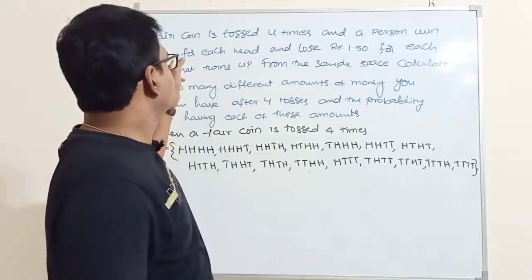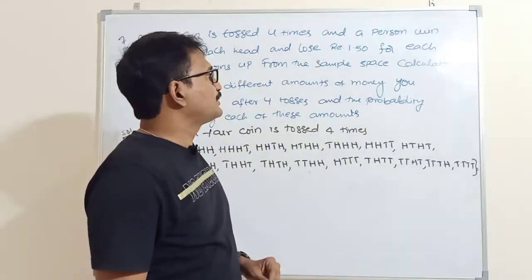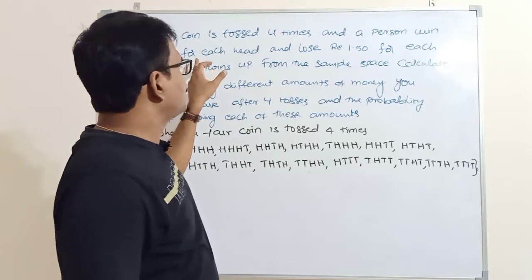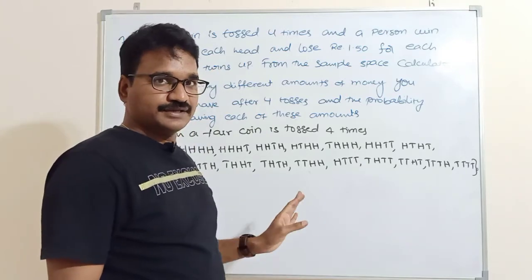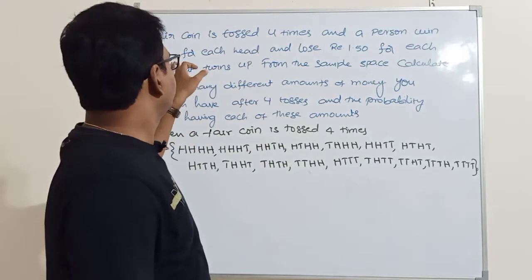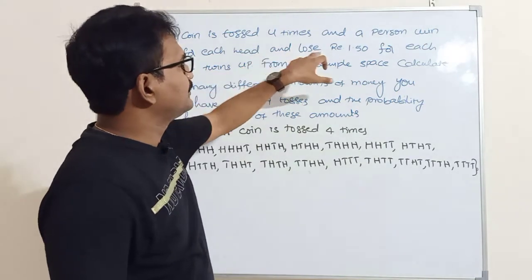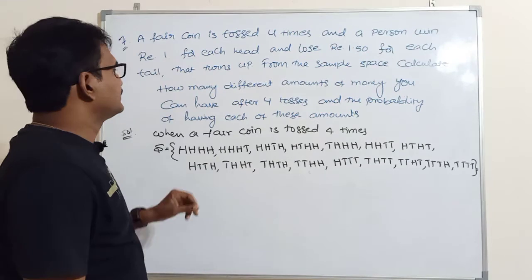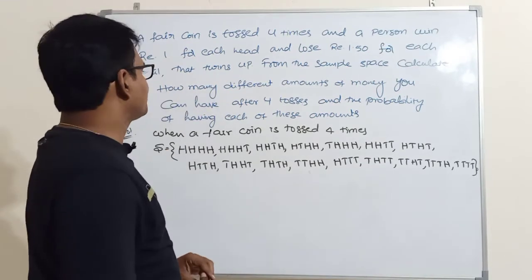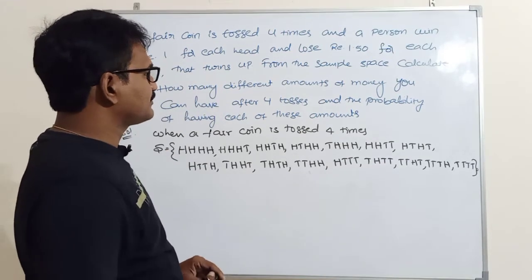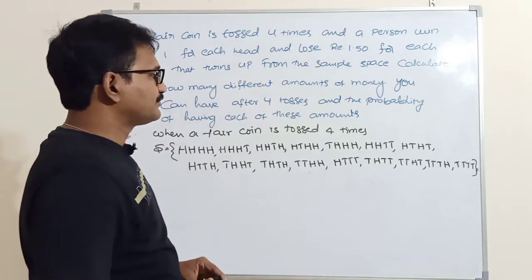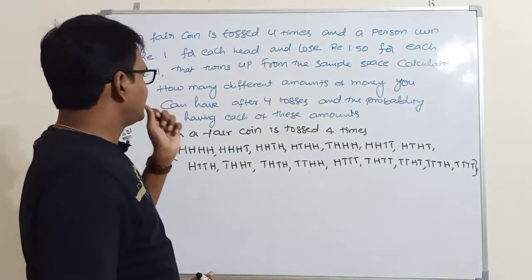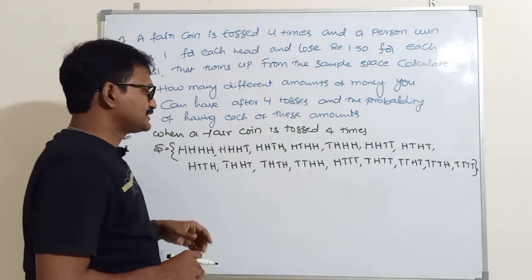Next problem. A fair coin is tossed 4 times. A person wins 1 rupee for each head when the coin is tossed 4 times, and he will lose 1.5 rupees for each tail that turns up. From the sample space, calculate how many different amounts of money you can have after 4 tosses and the probability of having each of these amounts.